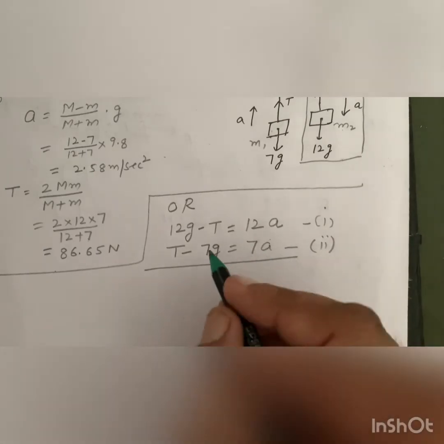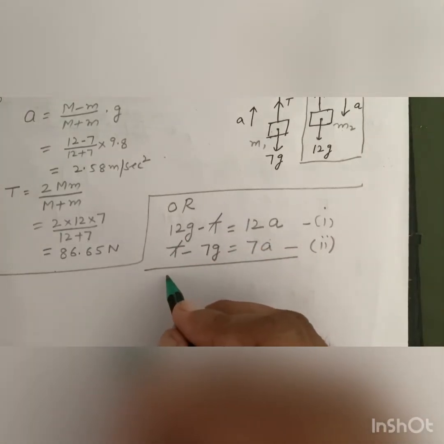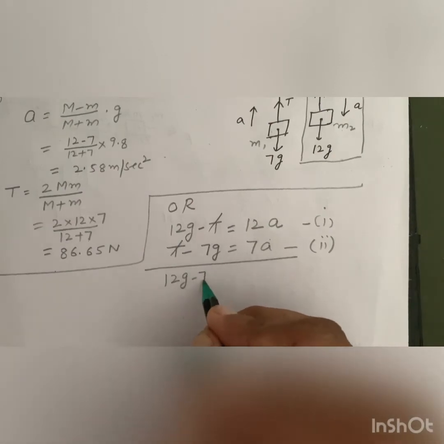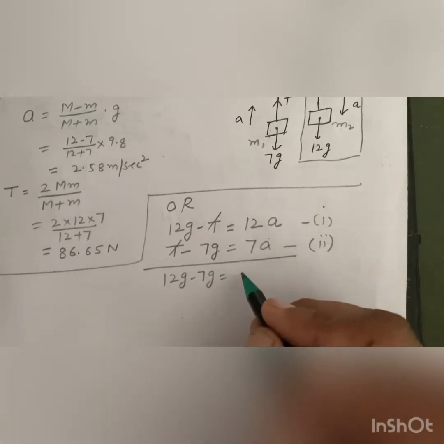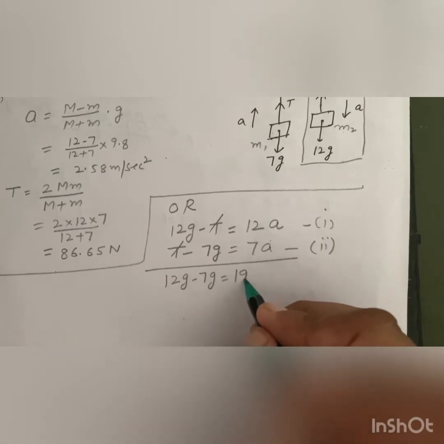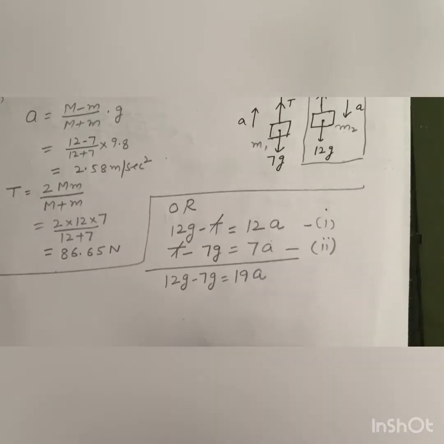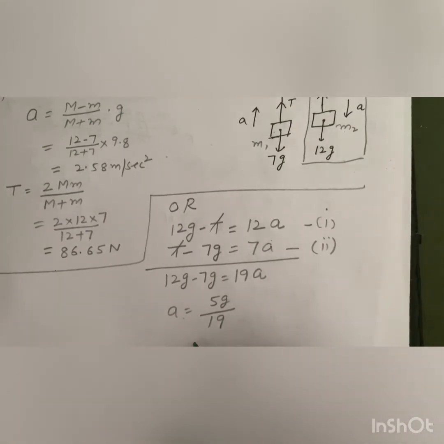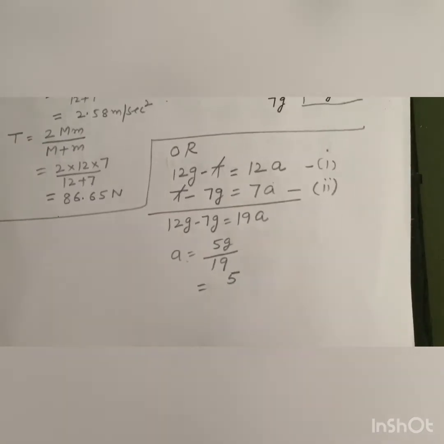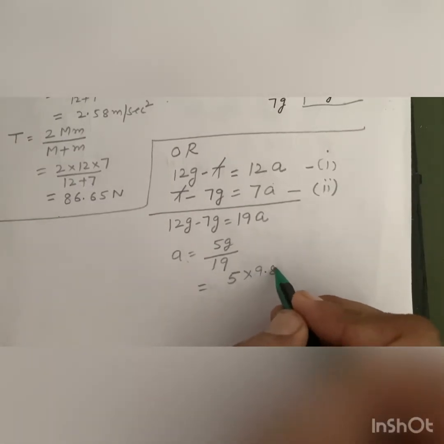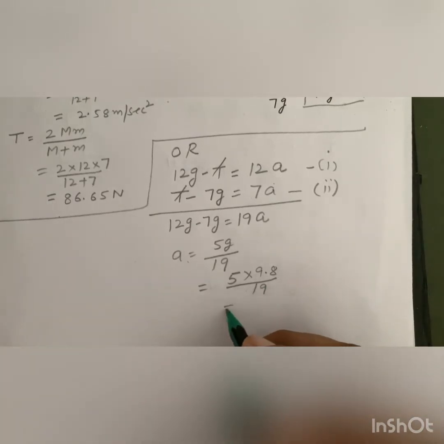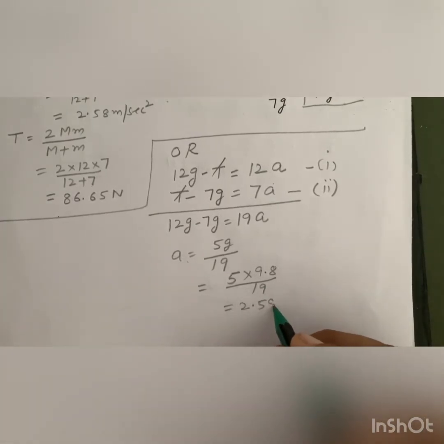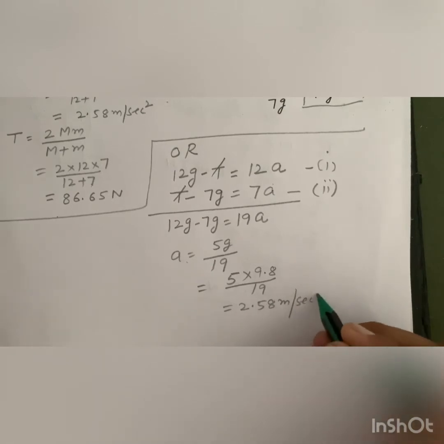Adding first and second, T cancels, so we have 12g minus 7g equal to 19A, or A is equal to 5g over 19. So we put the value here, 5 into gravity 9.8 over 19, that is equal to 2.58 meter per second square.